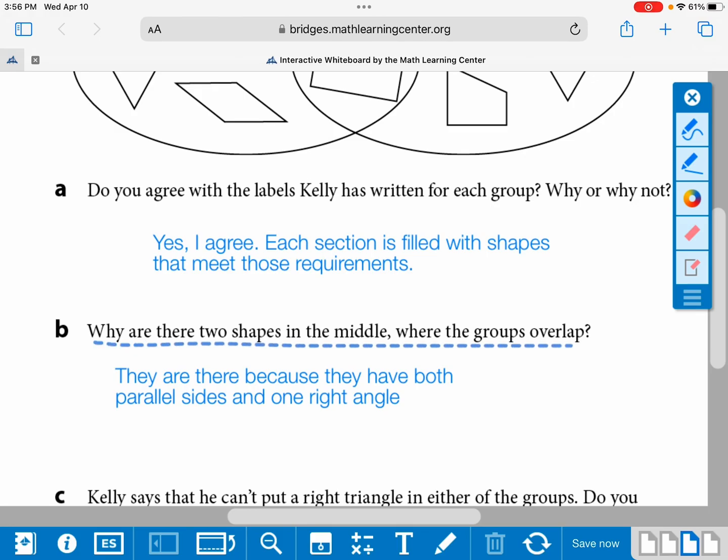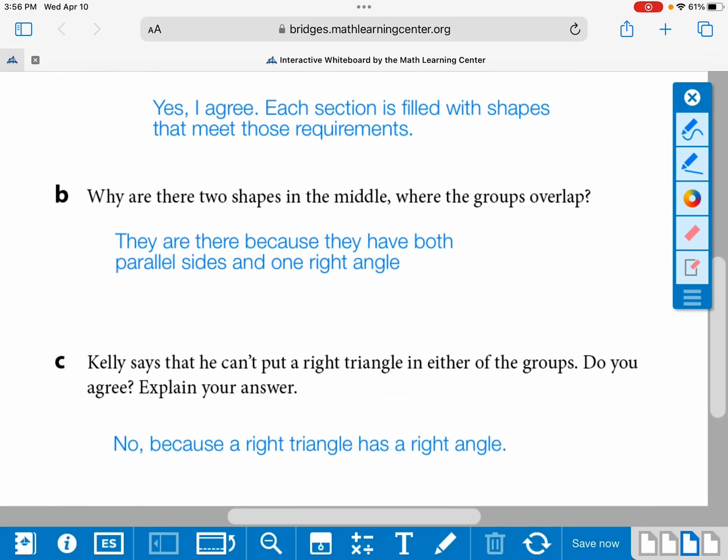Question B. Why are there two shapes in the middle where the groups overlap? Well, that is because they have both parallel sides and one right angle.